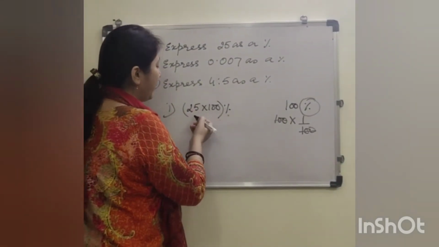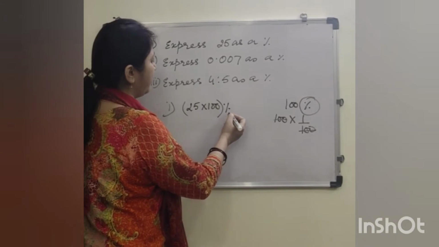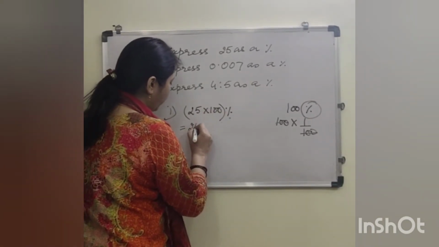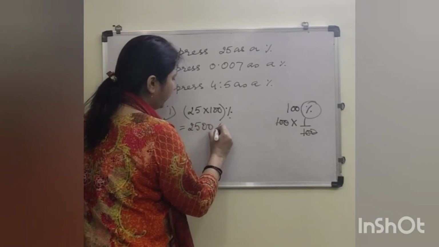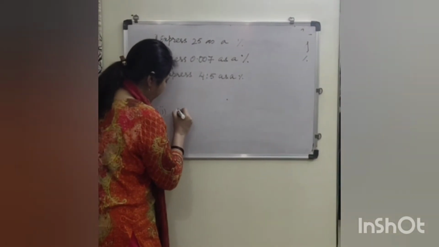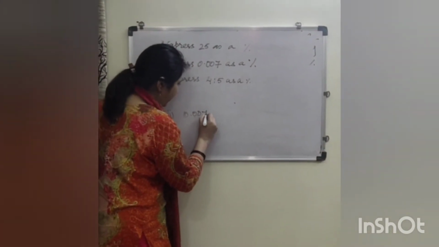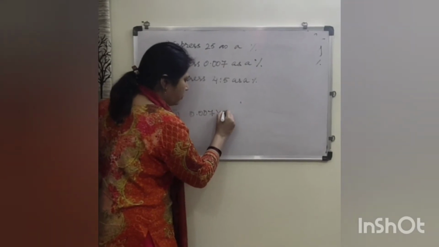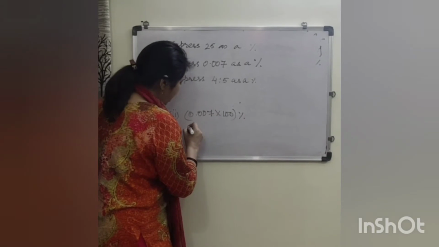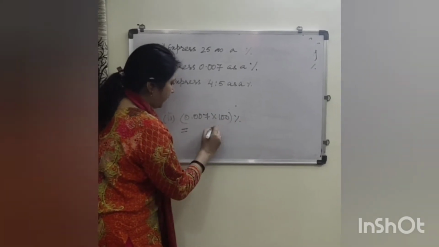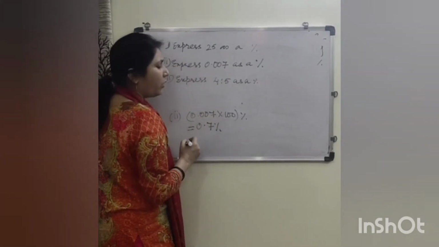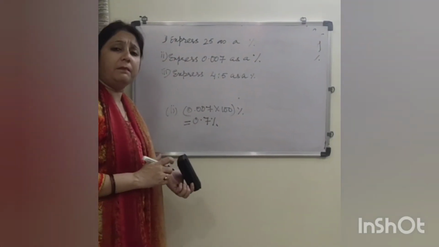So when you have to convert 25 to percentage, you multiply it by 100%. So it is 2500%. Second, when you have to convert 0.007 as a percentage, you don't have to do anything, no removal of decimal and cancellation. You simply multiply by 100% and it will become 0.7%. What will it become? 0.7%.